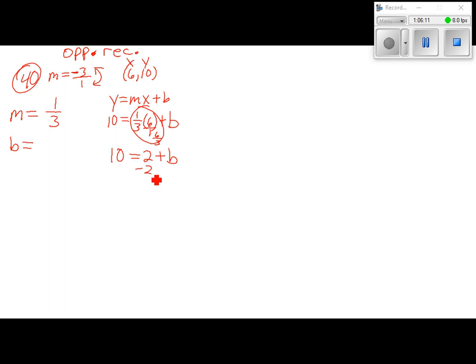Subtract 2 on both sides, you end up with b equals 8. Then we just plug that into our slope-intercept form. Y equals, our slope is 1/3, our b is 8. That's our equation.